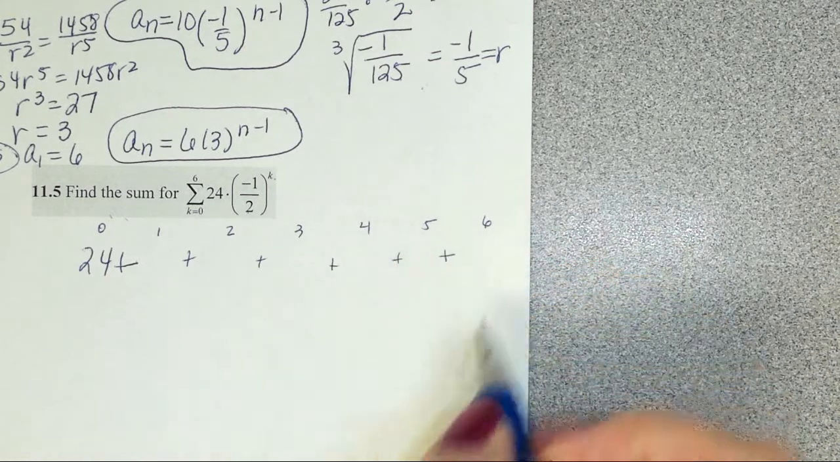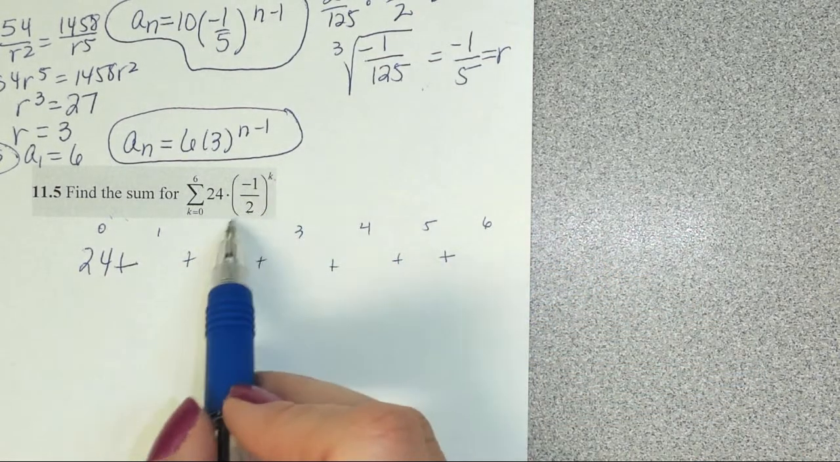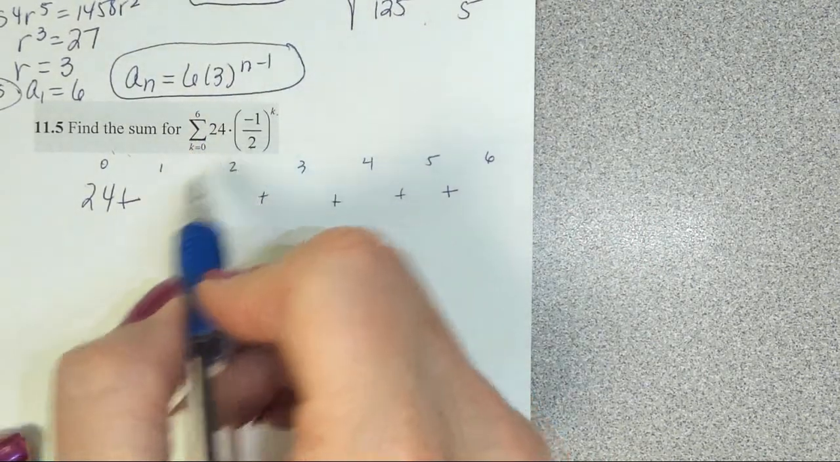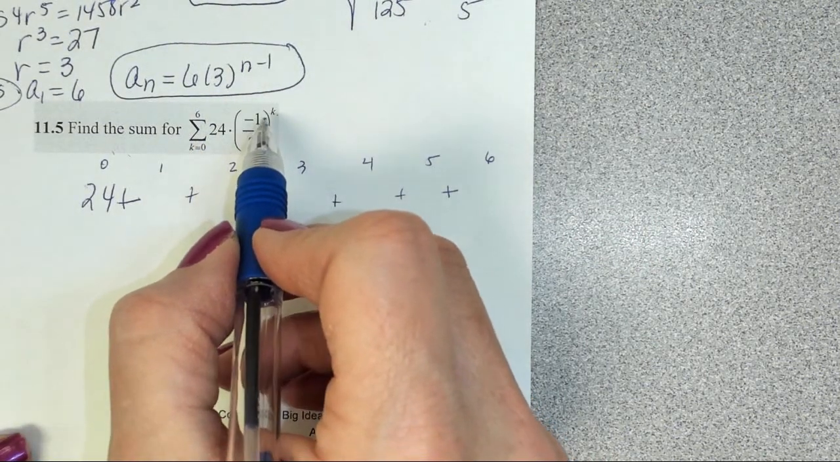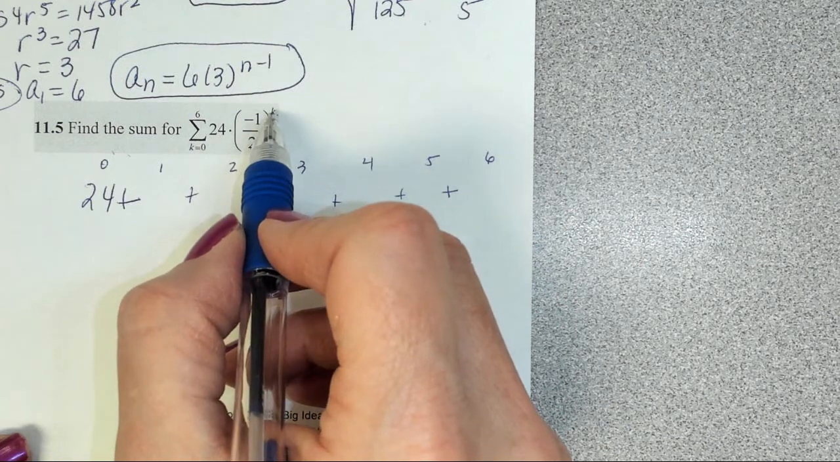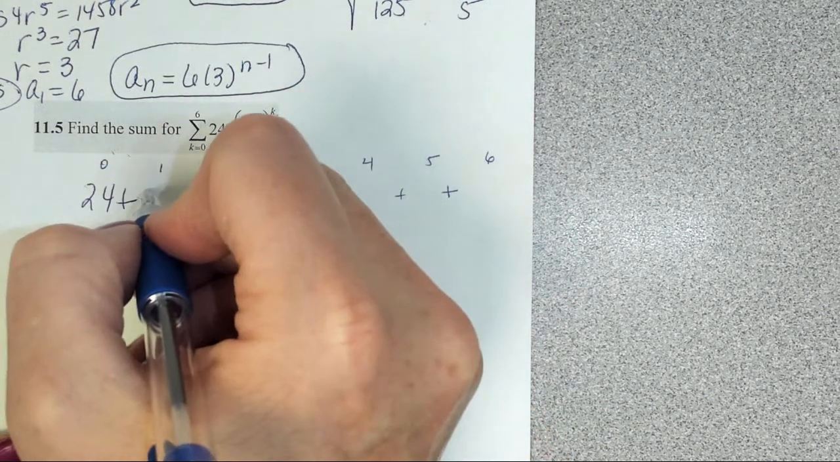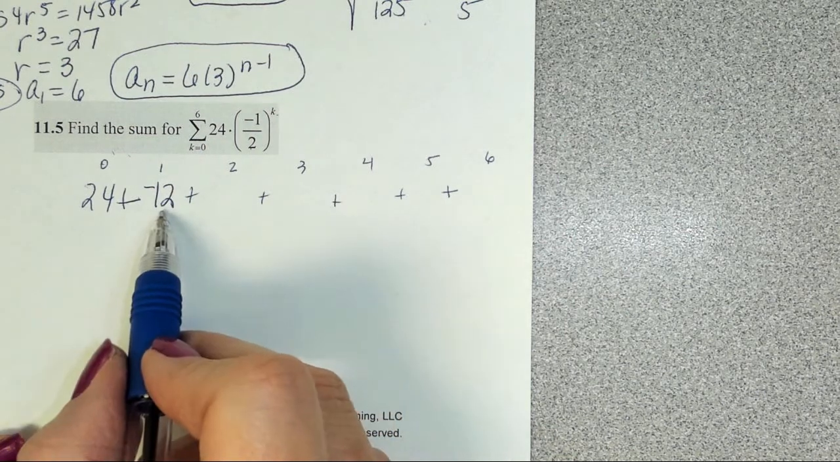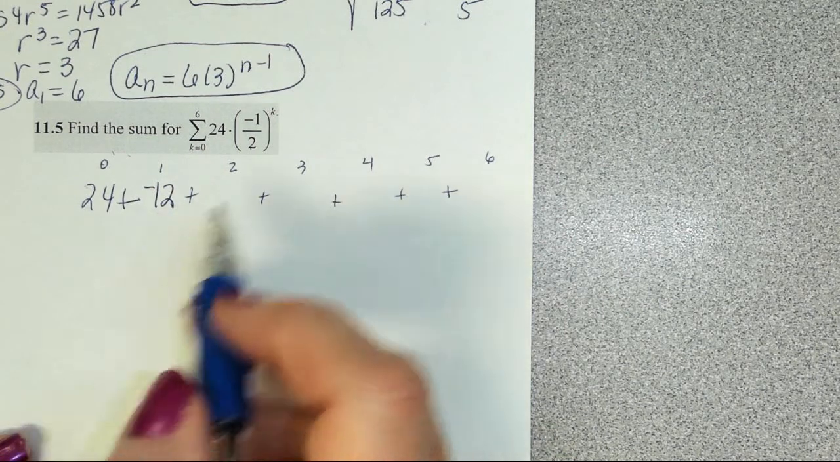And I'm just showing this way because some people have a hard time plugging this into the calculator right. I'll show you next how to do that. But if you don't trust yourself with it, plug in 1. Negative 1/2 to the first is negative 1/2. That's going to be negative 12. Look at the pattern now. What are we doing every time? Just multiplying by negative 1/2.